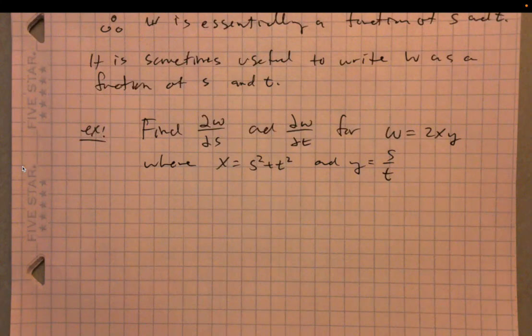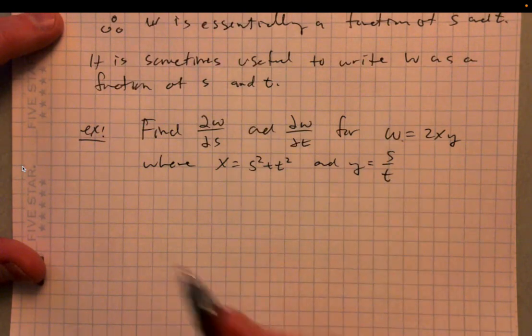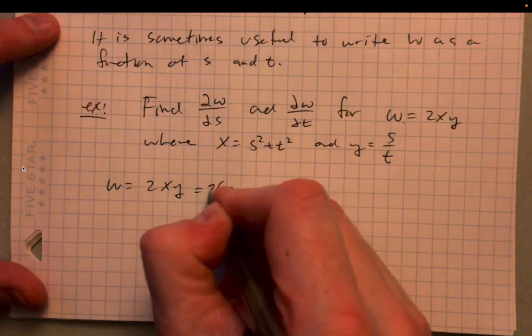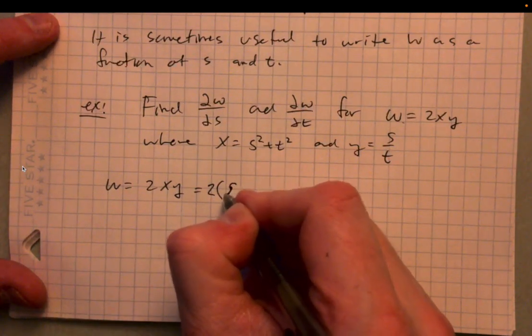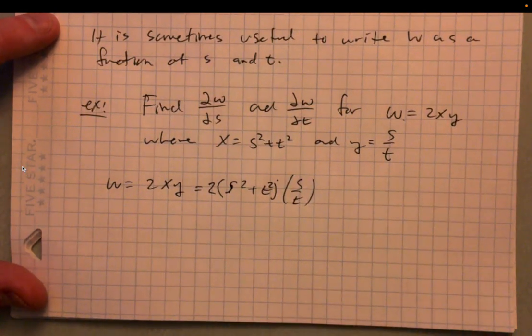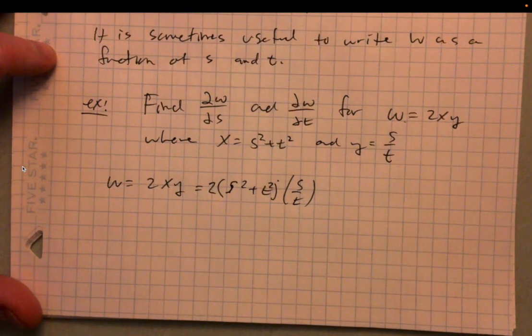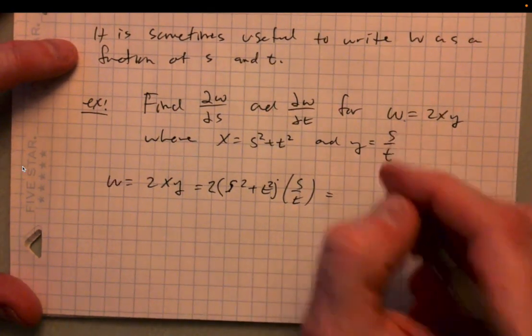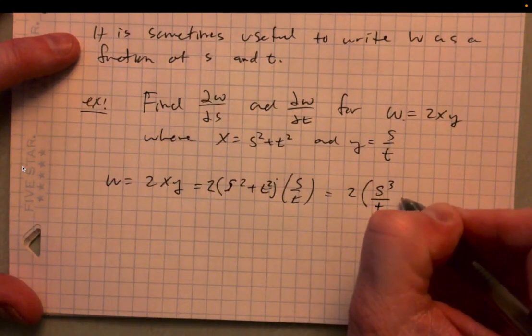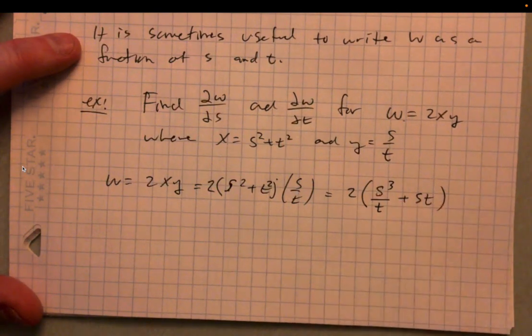Okay, so this exactly fits this scenario. You've got w as a function of x and y, and x is a function of s and t, and y is also a function of s and t. And so you could easily rewrite w in terms of s and t. w is equal to 2xy, which is just equal to 2 times s squared plus t squared times s over t. So you can write it like that, and we could simplify this. We could maybe write it as 2 times s cubed over t plus st, so kind of combine.